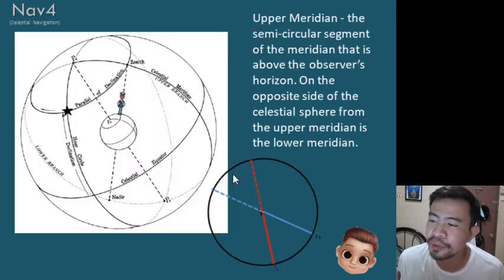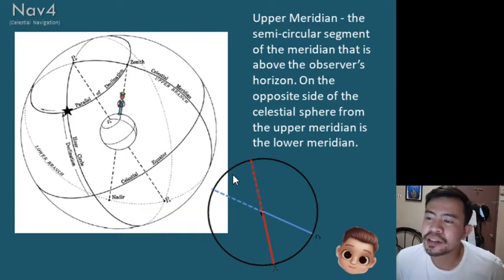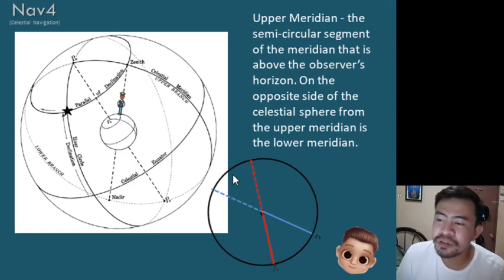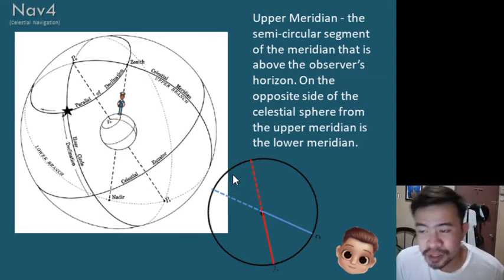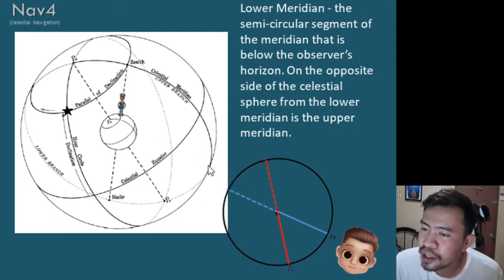So that's elevated pole. We go with your upper meridian. The upper meridian is the semicircular segment of the meridian that is above the observer's horizon. On the opposite side, of course, of the celestial sphere from the upper meridian is the lower meridian. So this one is your upper meridian, and then on the other side would be your lower branch, or your lower meridian. And we already defined this one, that we have your meridian here.